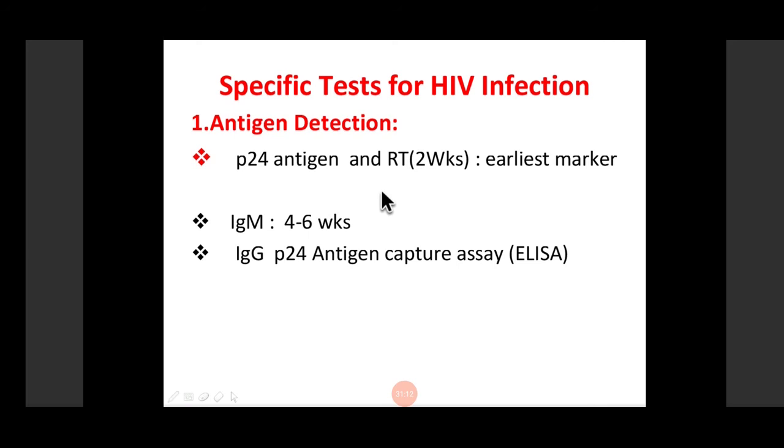Commonly done is the reverse transcriptase, and after 4 to 6 weeks of infection, we can go for IgM antibodies against the P24 antigen, or IgG antibodies against the P24 antigen. They remain positive throughout the infection, and these antibodies can be detected by the method called ELISA. What is the full form of ELISA? Please write in the question box.